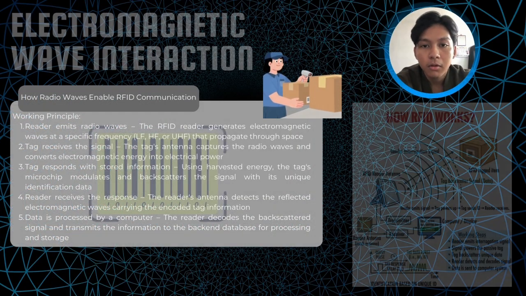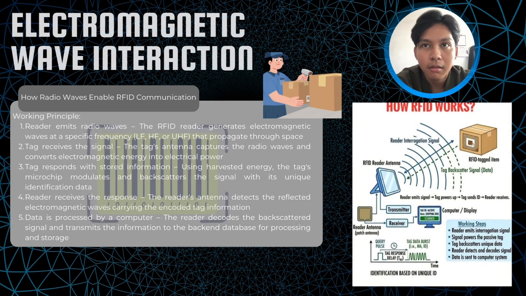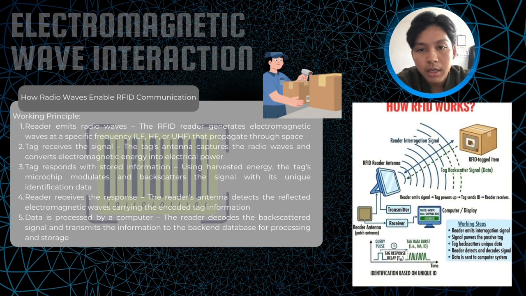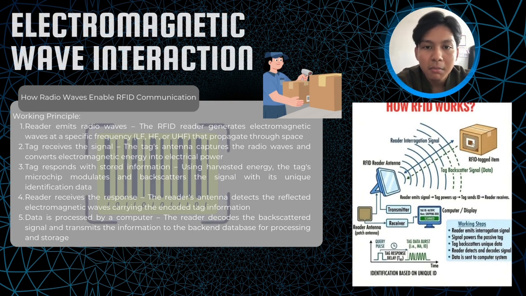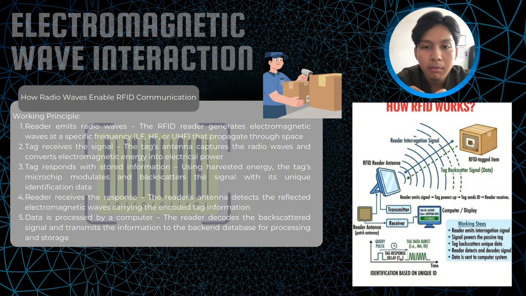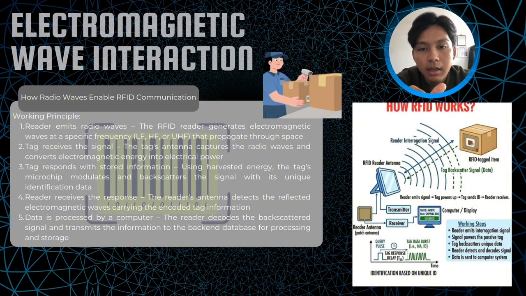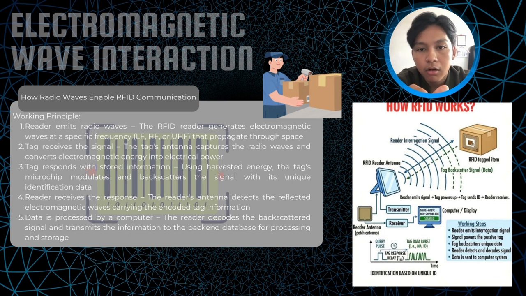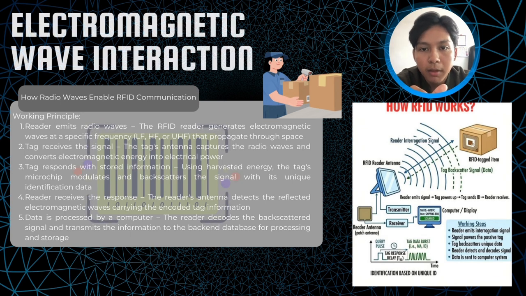Okay, now let's explore the electromagnetic wave interaction in RFID systems, especially how radio waves enable communication between the reader and the tag. The working principle involves five key steps. First, the reader emits radio waves. The RFID reader generates electromagnetic waves at a specific frequency, either LF low frequency, HF high frequency, or UHF ultra high frequency. This wave propagates through space.